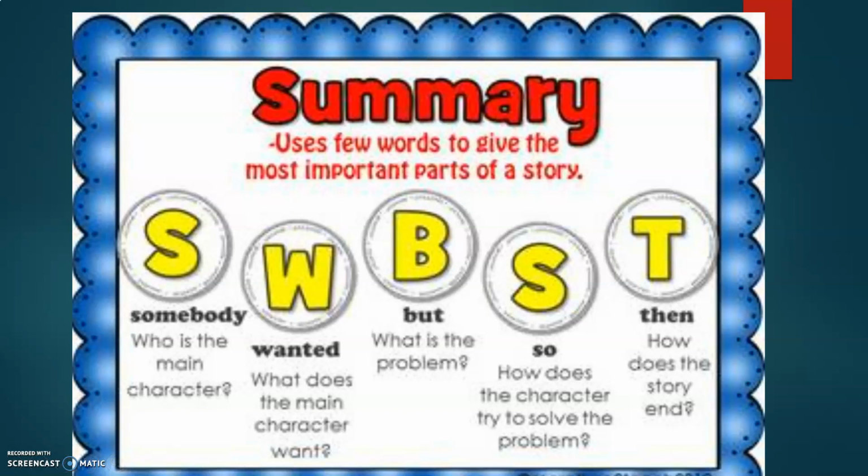So, you have the big five for story or summary writing. We have SWBST. Somebody, wanted, but, so, then. S. Who is the main character? Somebody. Wanted. What does the character want? B. But. What is the problem? So how does the character solve the problem? And then, how does the story end? So take note of these big five as your guide.